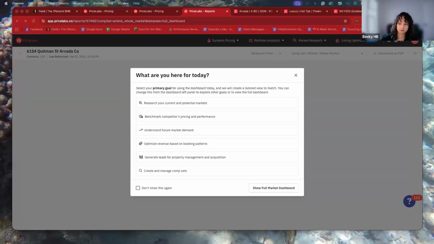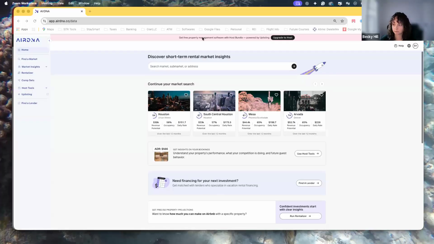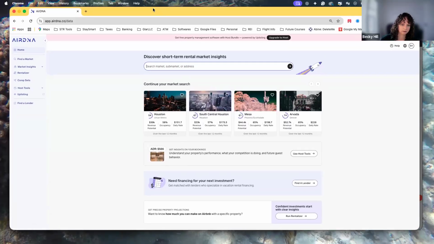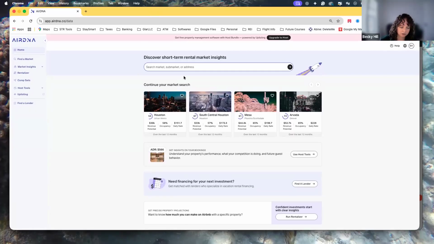Where? Oh, there it is. Okay, next time I'll show you how to do this. I don't think most people have AirDNA, so I don't know how much it matters, but we can look next time at AirDNA. This was Arvada.